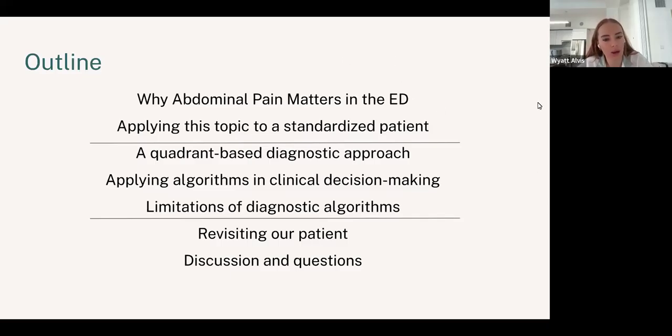So, just to give you guys a quick overview of where we're going, I wanted to start with talking about why abdominal pain really matters in the ED setting, and then apply that to a hypothetical standardized patient scenario. And then from there, working through a quadrant-based approach, talking about how algorithms and tools can help us make decisions as clinicians or physicians in the ED setting, and also talking about where those tools don't always get it right and can't be used as a standalone process. And then coming back to our standardized patient and wrapping up after that with some discussion.